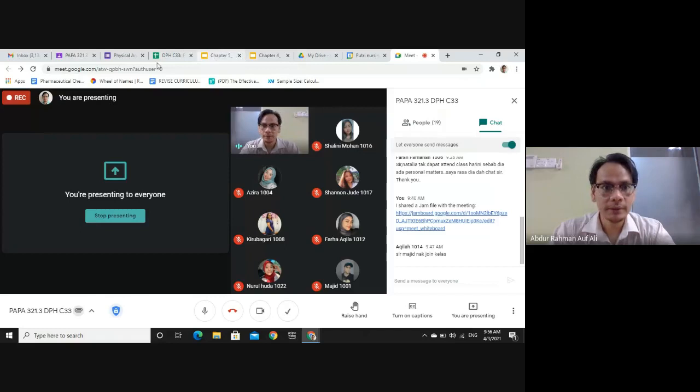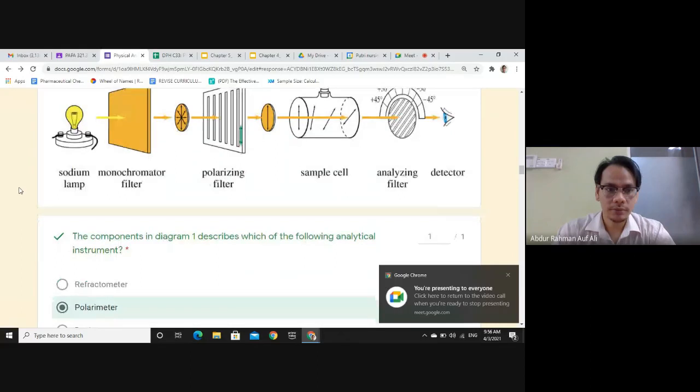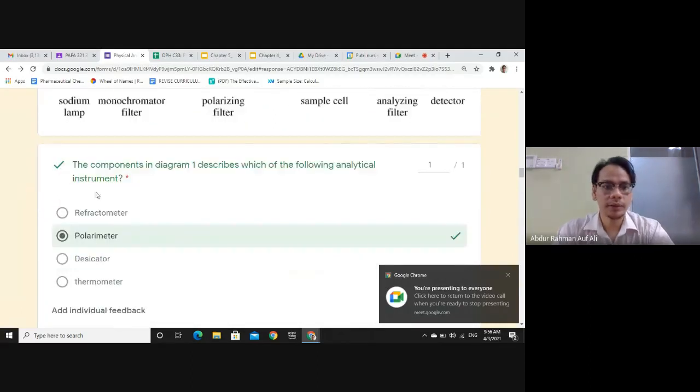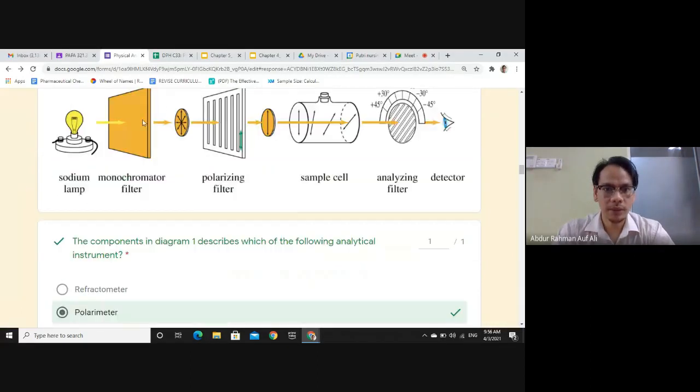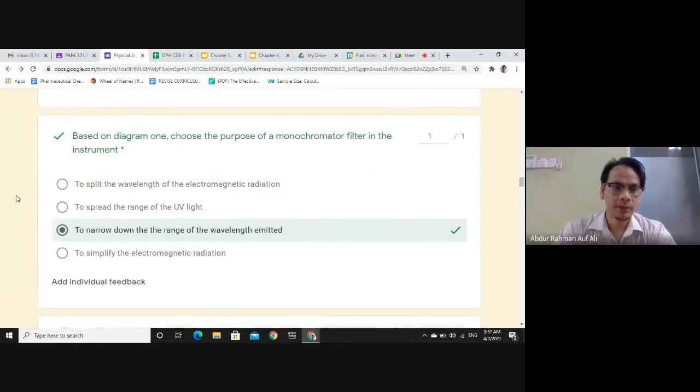Okay, faham ah? Kalau tak faham pun please bagi faham. Kalau kamu tak faham boleh tanya. Okay, if you have any questions. Dah jawab soalan tadi. Okay, this is a parts, components for polarimeter. Next question, excuse me, saya minum air sikit.